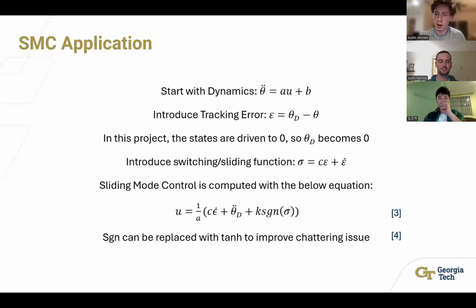This uses a combination of everything above it. This specific one uses the sign function, which just computes the positive or negative value of that function, and that can often lead to chattering. So I found that replacing it with the hyperbolic tangent function improved this issue.